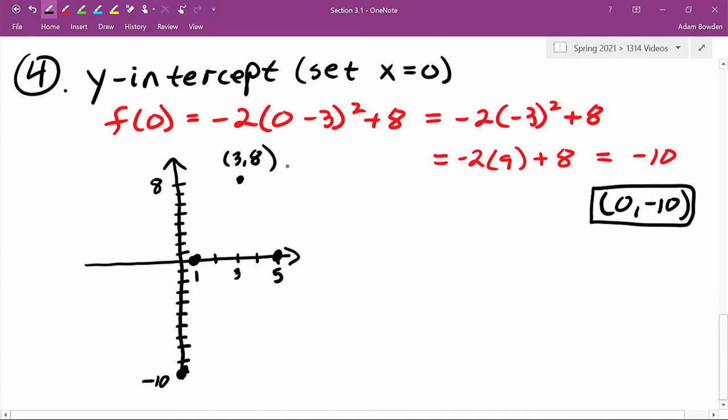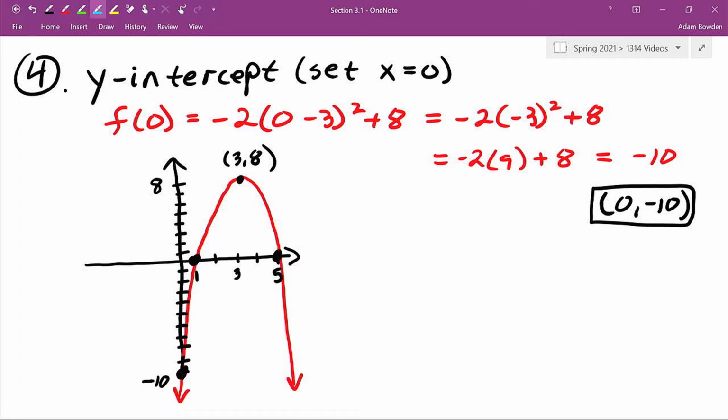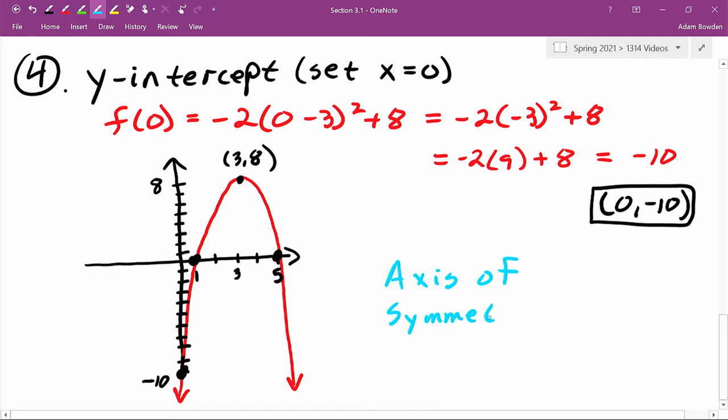And we know the whole thing is pointing down. So we need to draw a parabola that comes up through here, goes up to the vertex, turns around, and goes back down. The only other thing we might make note of is that thing called the axis of symmetry. The axis of symmetry here would be going through x equals 3, right down the middle.